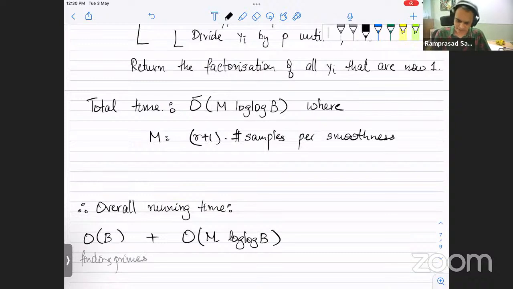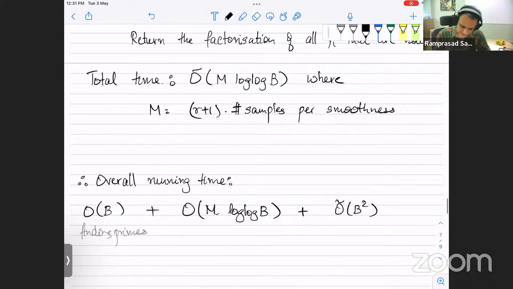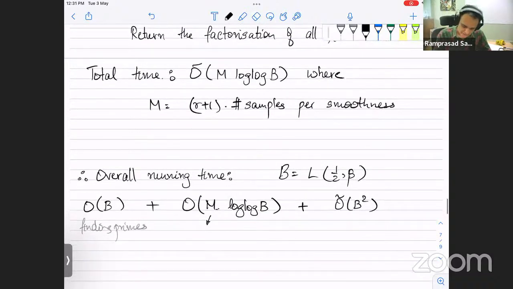That's what this is supposed to be. Plus, again, there is a linear algebra part, which we have said is like something quoted. Okay, and what is M going to be? So let's put them all together. Again, my B is going to be L of half comma beta. Okay, so what is this going to be?